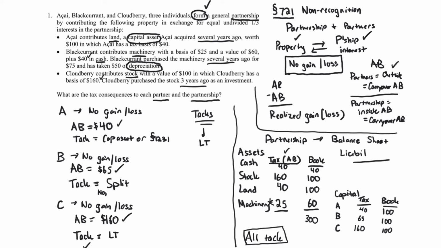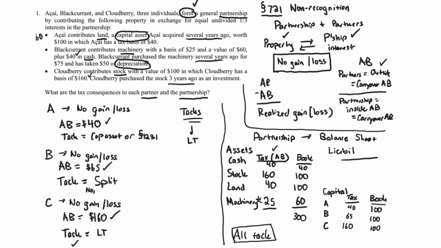Which also brings up the issue of all of these assets, the land, the machinery, and the stock, having built-in gains or losses. What do I mean by built-in gain or loss? Take the land, for example. The land, when A contributes it, has a basis of 40, value of 100. So there is a $60 built-in gain. That $60 built-in gain is inherent in this land.